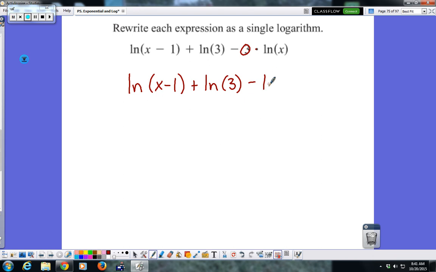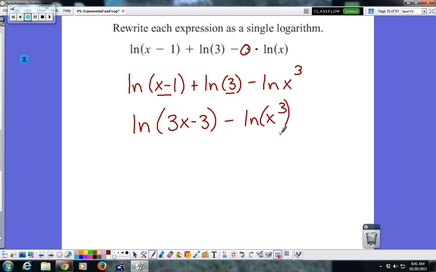Good. So you have now minus the natural log of x to the 3rd. 3 moves up top. Brianna, you have a log plus log. Rewrite that for me. The natural log of, what am I going to do with x minus 1 and 3? Multiply them, so you have 3x minus 3. Everybody good there? Just combine it back together.